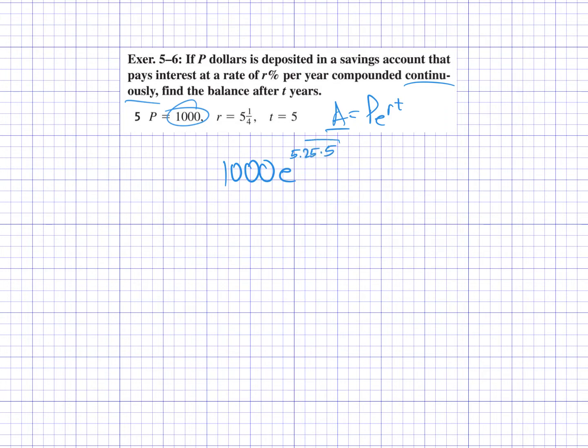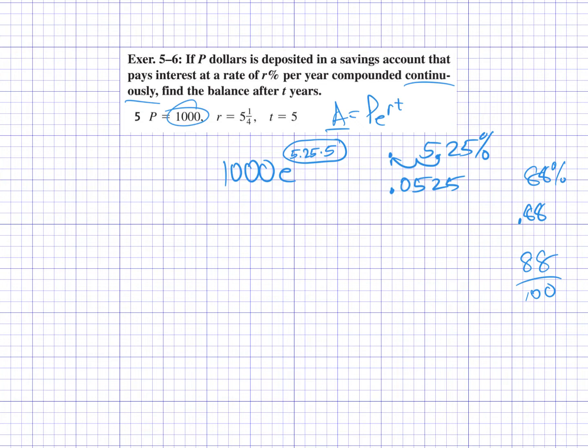All right, so you have to do the exponents first. Okay, but don't forget, the rate is not 5.25. That's a percentage, 5.25%. So what we have to do is we have to move the decimal over 2 places to make it a real number to use, 0.0525. So if I said hey, you got an 88% on your test score, that's 0.88, or 88 out of 100. So 88 hundredths.